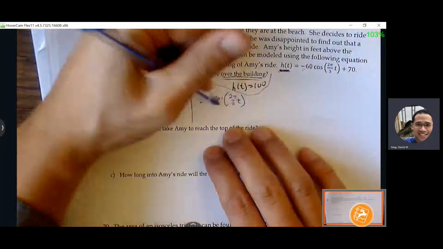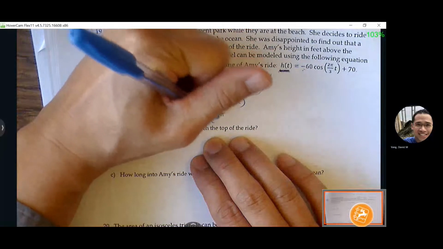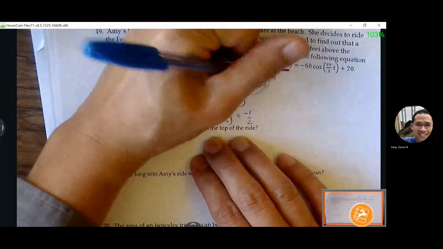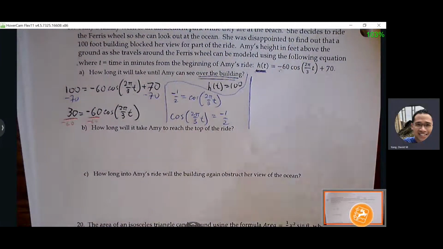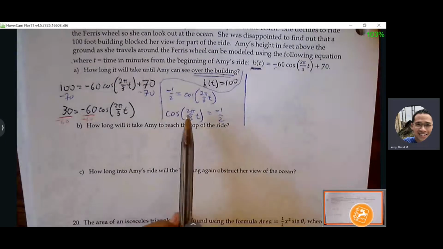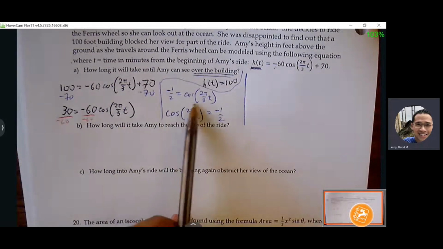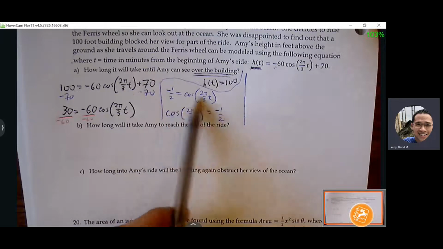Okay, now this seems a little bit strange here. I'm going to rewrite this, having the cosine on the left. Now, I know we haven't seen something like this before, so I want to walk through this with us. We're trying to solve for t, right? I want to solve for t. This cosine is kind of getting in the way. I want to move that cosine.